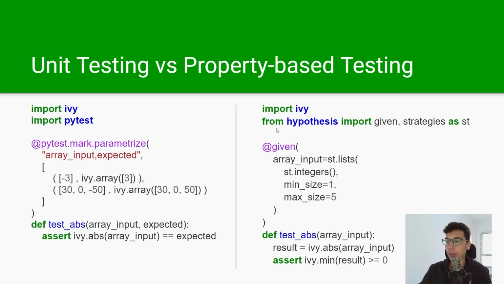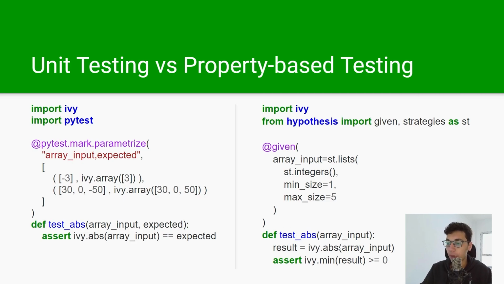If you look at the example of test abs written in property-based testing, let's ignore the given decorator for now, but let's say that this given decorator will generate a random input that is valid and can be passed to the abs function. But how do we make sure here that the output is correct?